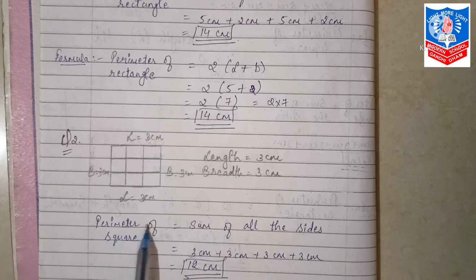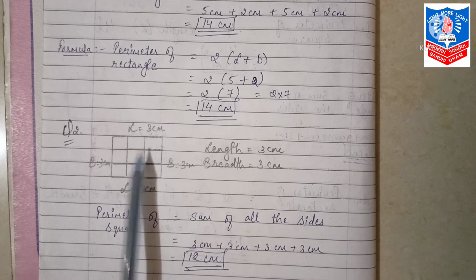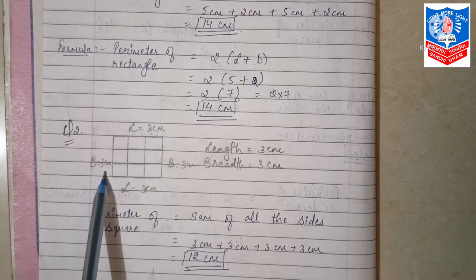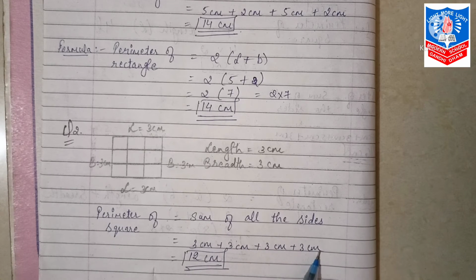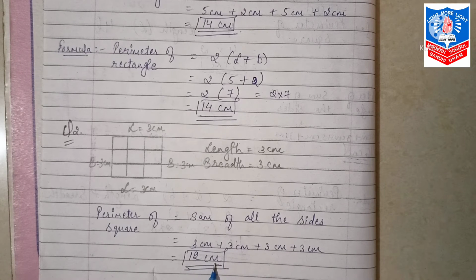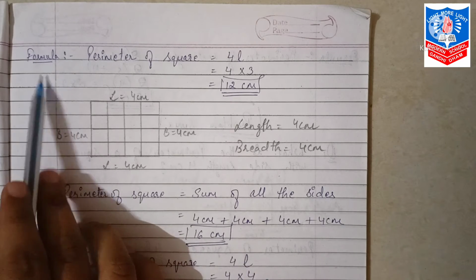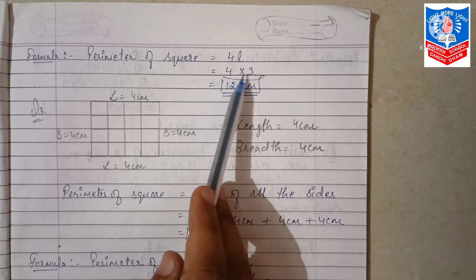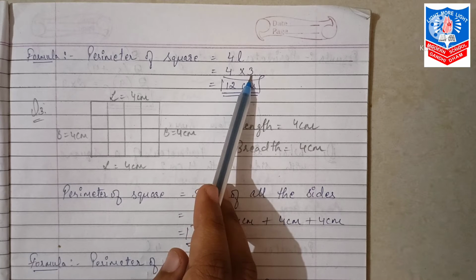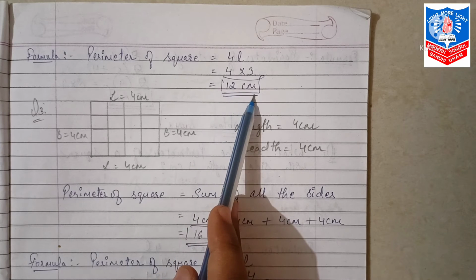Now we are going to find perimeter of square is equal to sum of all the sides. Then we are going to total up all the 4 sides. 3 plus 3 plus 3 plus 3. So I have put it over here. 3 centimeter plus 3 centimeter plus 3 centimeter plus 3 centimeter. And the total will be 12 centimeter. Then next we are going to apply the formula: perimeter of square is equal to 4 length. Okay. 4 into 3. As I have shown you, all the 4 sides had 3 centimeter. Correct? So 4 threes are 12, equal to 12 centimeter.